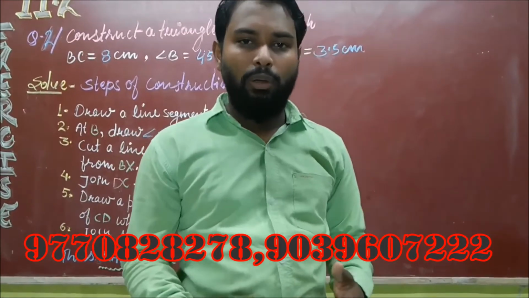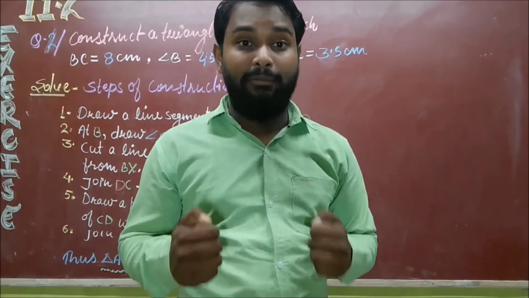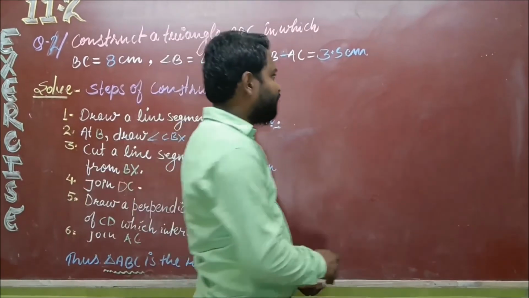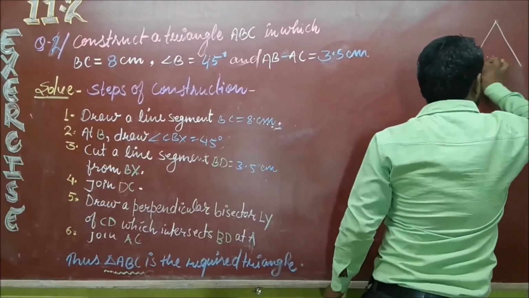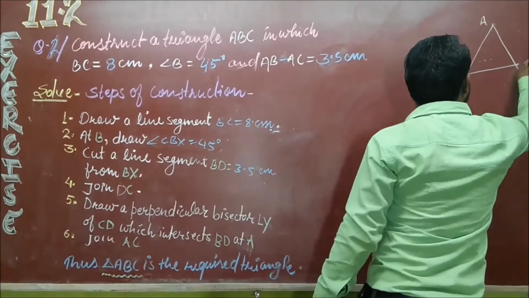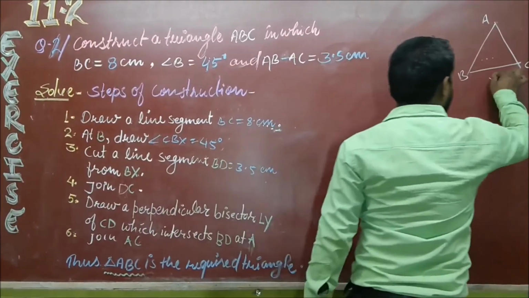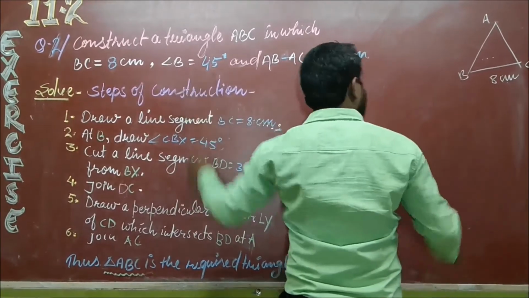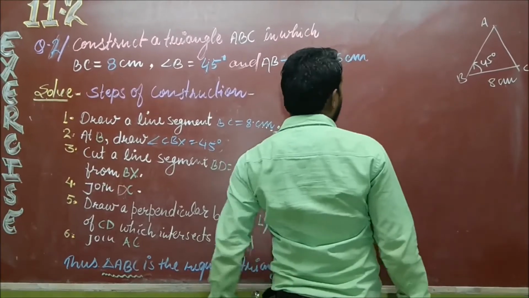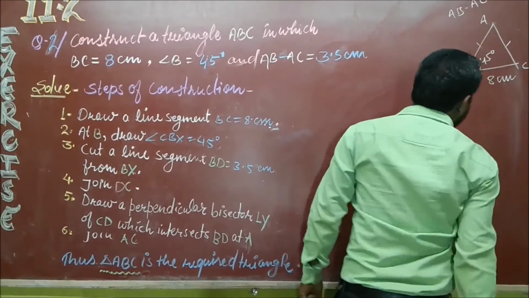As we have understood by watching the first video, first we draw a rough diagram. Then we start our construction. So let me draw a rough diagram. I'll name it as given, ABC. I'll write all the measurements given. BC is equal to 8 centimeters. This I have to call the base. Angle B is 45. This I have to call the base angle. And AB minus AC is 3.5 centimeters. This is AB, this is AC. So this time the difference is given, AB minus AC.